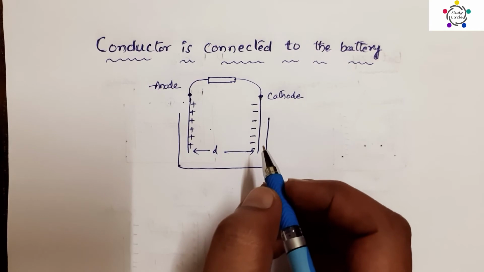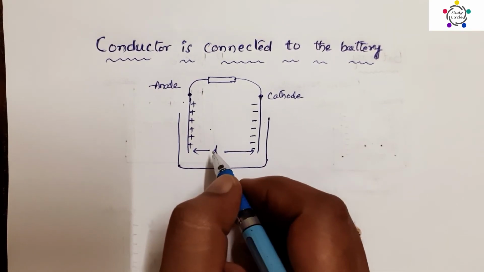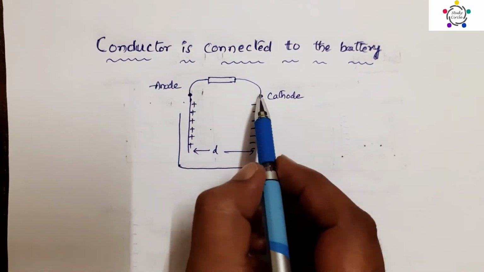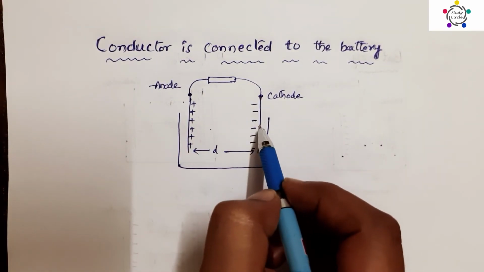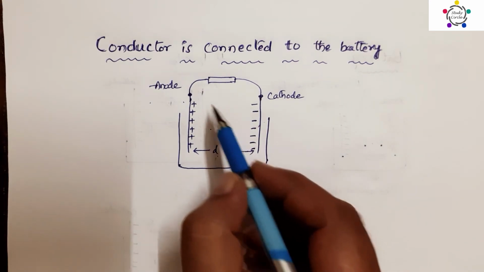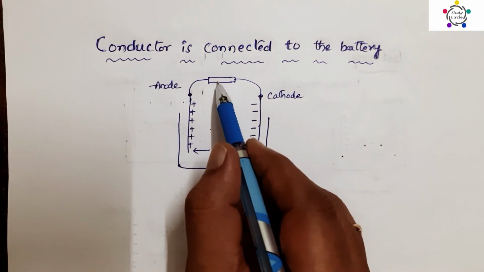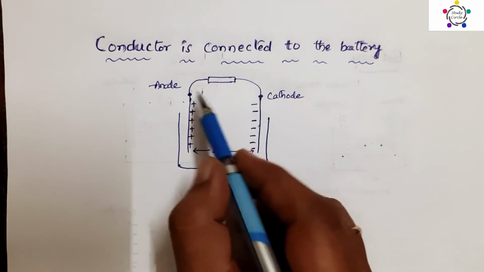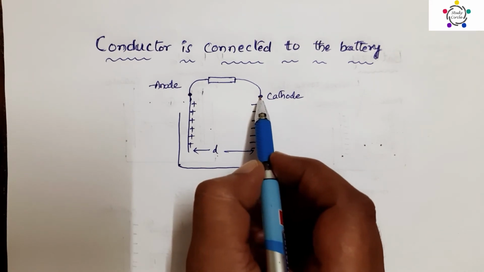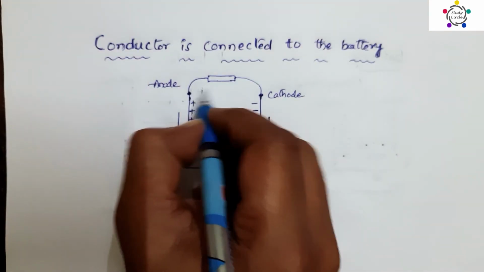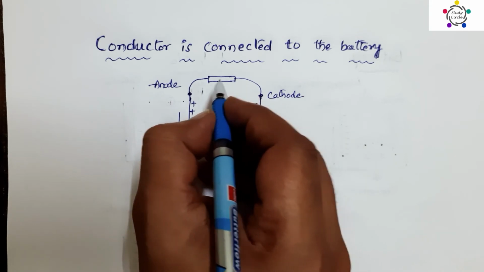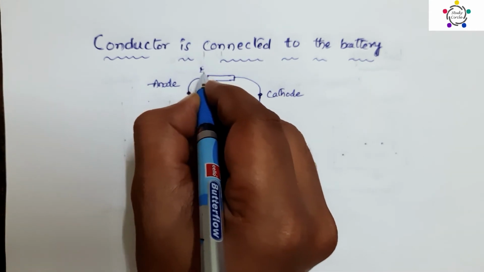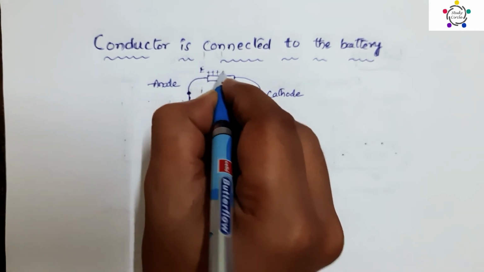Now we are going to learn the behavior of battery whenever one external conductor is connected to the terminals of the battery. The distance between the two electrodes is d. Whenever one external conductor is connected to the terminals of the battery, a potential difference is created across the ends of the conductor. Due to this potential difference, an electric field sets up throughout the length of the conductor, as we studied in previous classes.